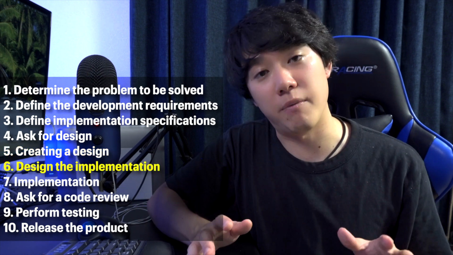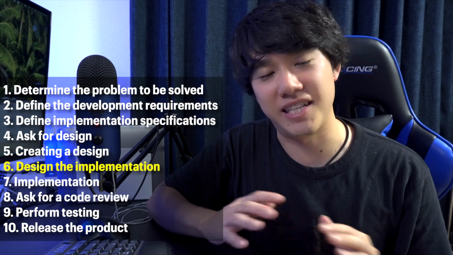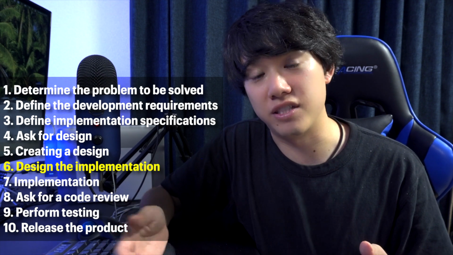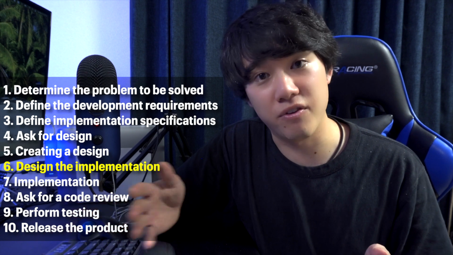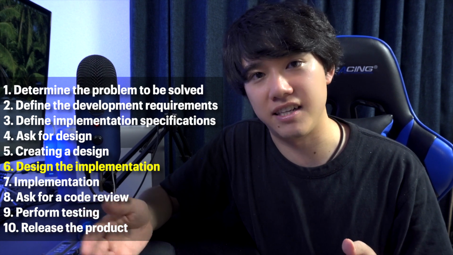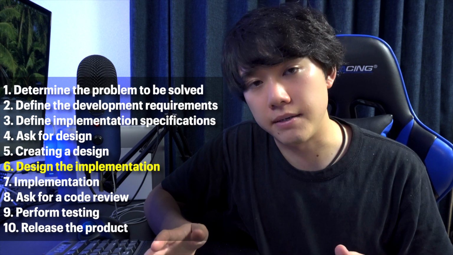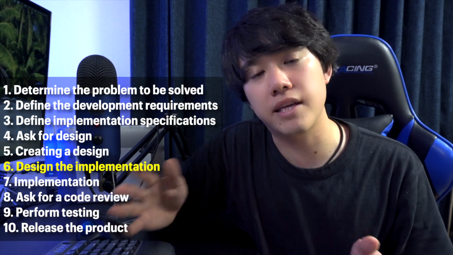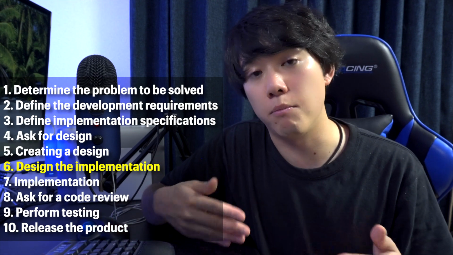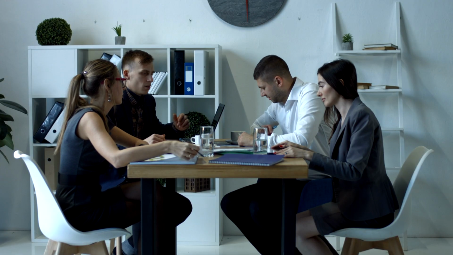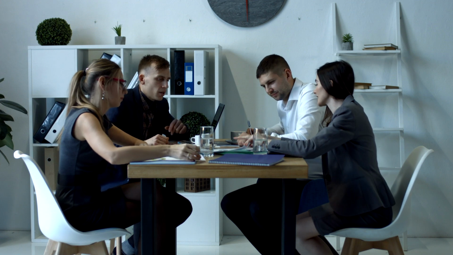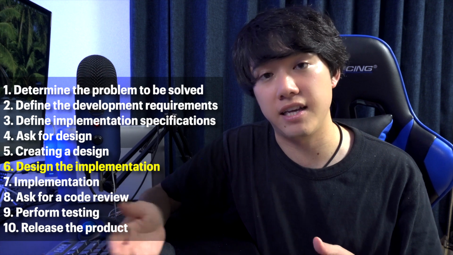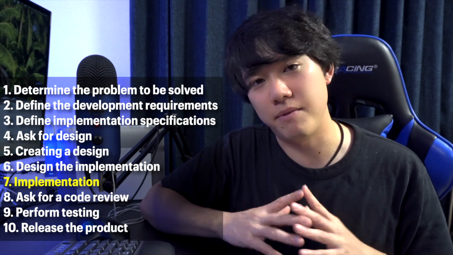Now the requirements and specifications and design have been completed, so you might think that we are now ready to start implementation, but before that we need to design the implementation first. Sometimes development can be done by one person, but in most cases we develop with multiple people. With that said, we need to agree on the overall implementation policy first so that we can develop efficiently as a team.